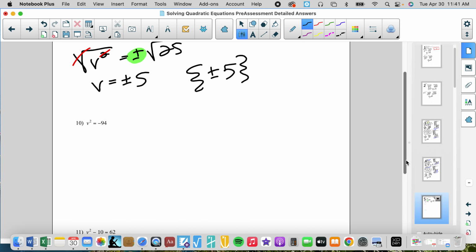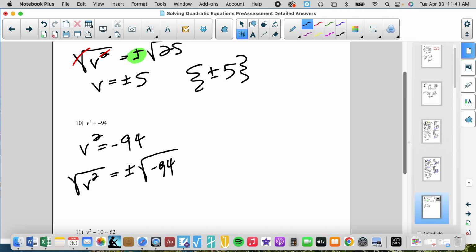My variable, oh, look at that. Second problem, Mr. Mac. v squared equals -94. We are going to take the square root of -94. Square and square root cancel.